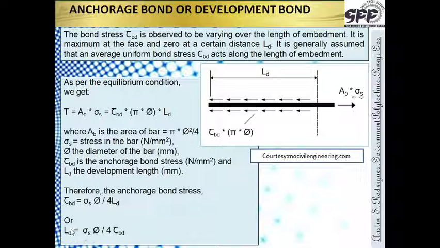Now the length LD is equal to sigma s, that is the stress in this bar, multiplied by the diameter of this bar divided by 4 times the bond stress. So having known the parameters such as the yield stress or the service stress, whatever is existing in the bar or whatever would be permitted maximum, the diameter of the bar provided and the bond stress, we can easily calculate the value of LD, the development length to be provided. So the calculation is this.